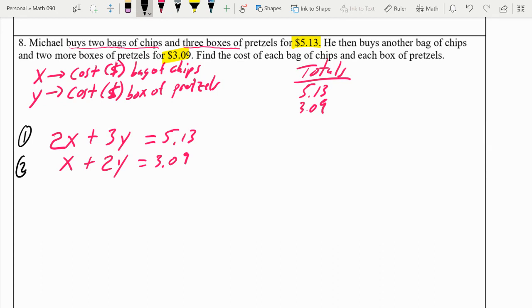In this case, I would multiply equation 2 by -2. If you look at it enough, if you multiply equation 2 by -2, these two things will cancel each other out. So for the final answer, I'm going to let you guys do the work. I just wanted to set you up. The final answer is a bag of chips costs 99 cents.